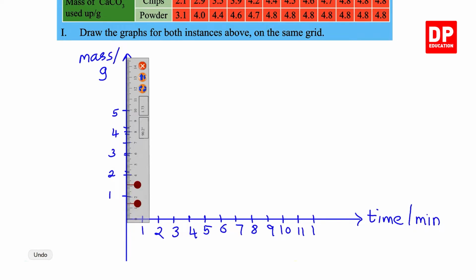4.2, 4.4, then there is 4.5, there again the values are very close, then 4.7, 4.8, up to that only we need the values.